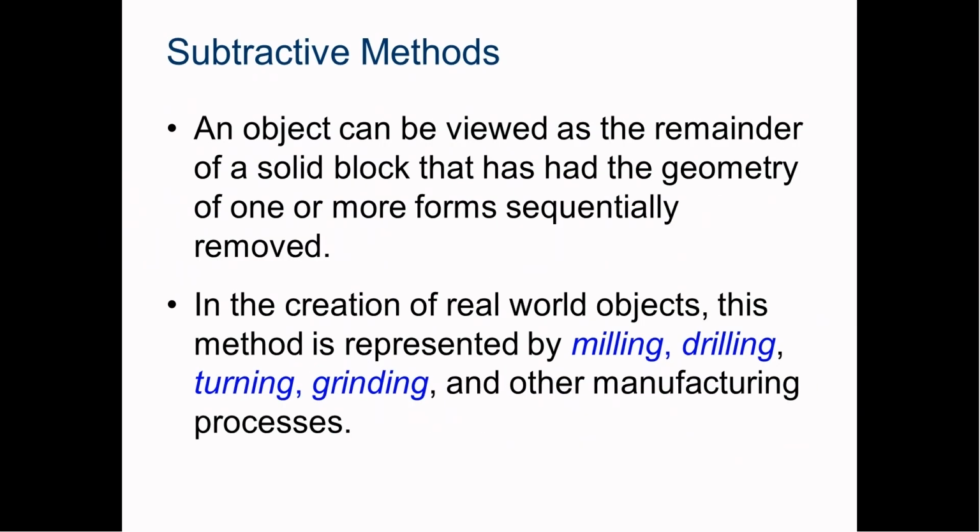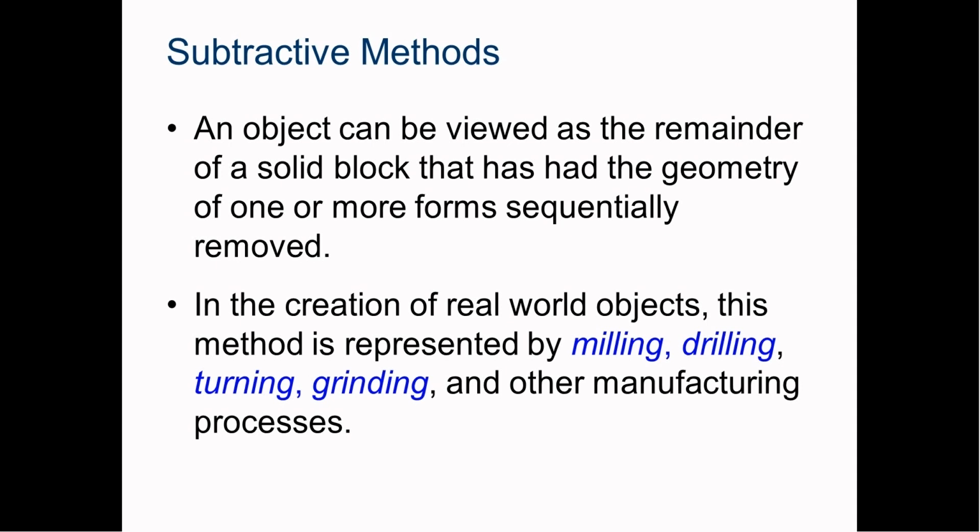Next is the subtractive method. If you go out into the forest and cut down a tree, and then take that tree into a sawmill and cut it up into smaller pieces, you're subtracting, right? You're taking away from the whole. So milling, drilling, turning, grinding, cutting, these are all subtractive methods of manufacturing.